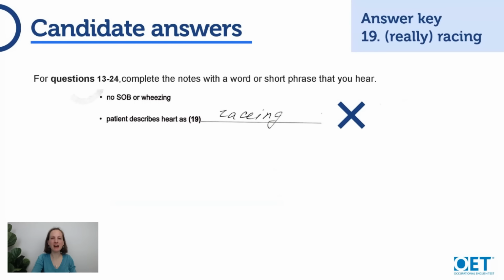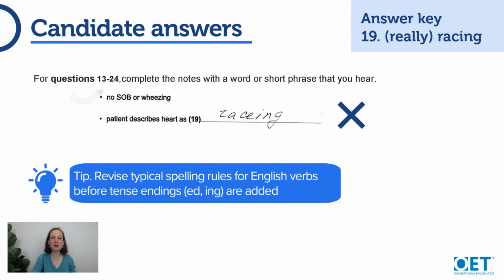Racing is incorrect. This is a common word that follows a typical spelling pattern in English, removing E from the end of a single syllable word before adding ing, and candidates would be expected to spell this correctly. Revise typical spelling rules for English verbs before tense endings, ed, ing, are added. These are covered in foundation level English courses, so you are expected to be able to apply them accurately in OET.